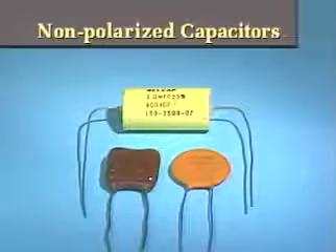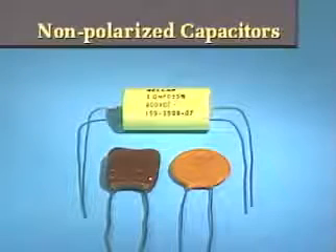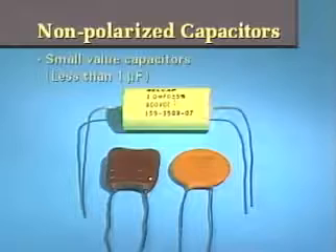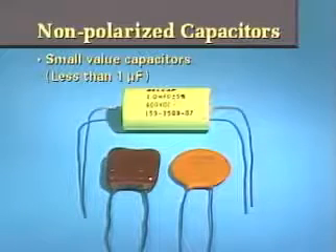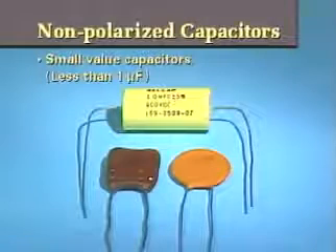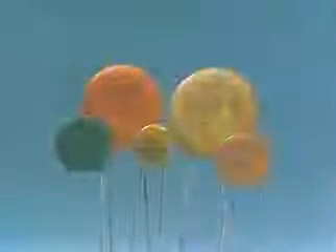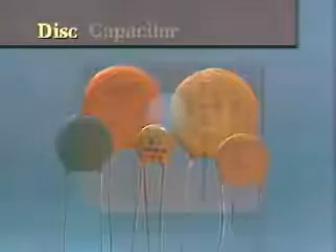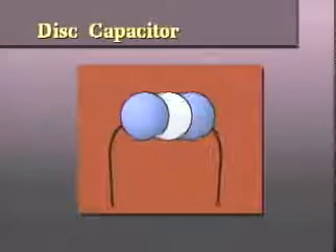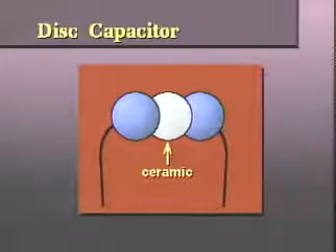Non-polarized capacitors come in several different types, depending on their shape and the dielectric they use. Non-polarized capacitors are small-value capacitors. Typically, capacitors less than 1 microfarad are non-polarized. Disc capacitors, as their name implies, are circular-shaped. Their dielectric is normally made of a ceramic material.